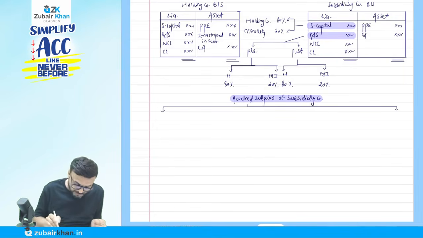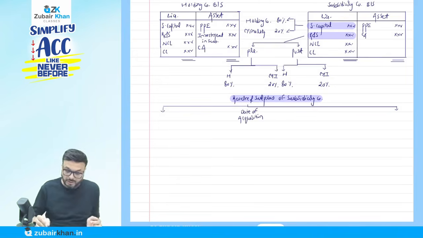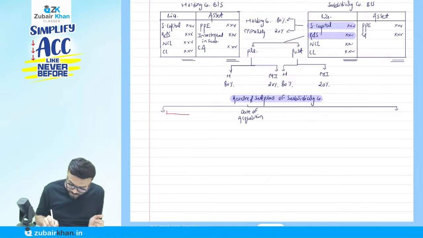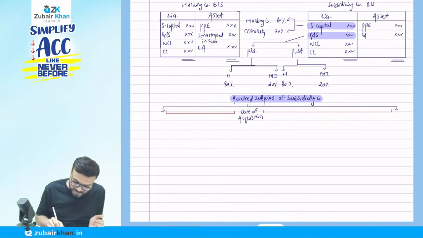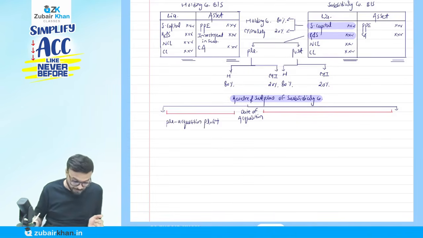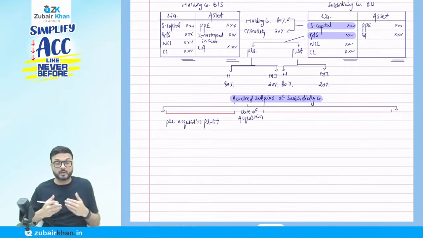Suppose this is the date of acquisition, the date you acquire control in the subsidiary company. Whatever profit they have before the acquisition, we call pre-acquisition profit. So this is pre-acquisition profit. And pre-acquisition profit, we are talking about the subsidiary company.